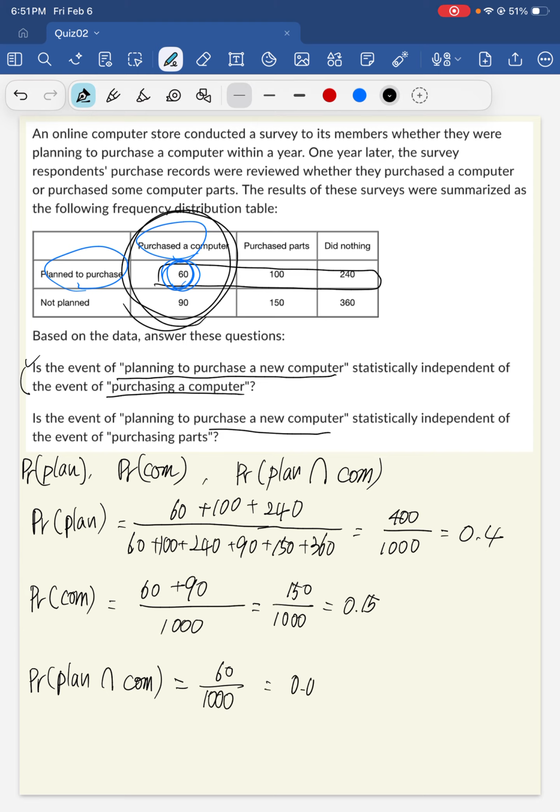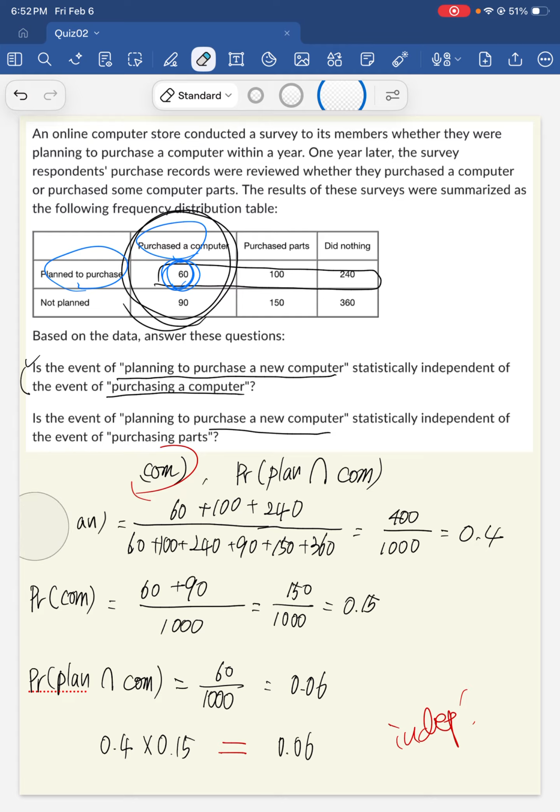That is 0.06. Okay, what you have to check here is to multiply the first two numbers, and compare that to the last one. You can find they are equal. So they are independent. So for these two, planning has nothing to do with actually purchasing a computer, right? In this numerical example, that's what we get. Okay, this was the first method.